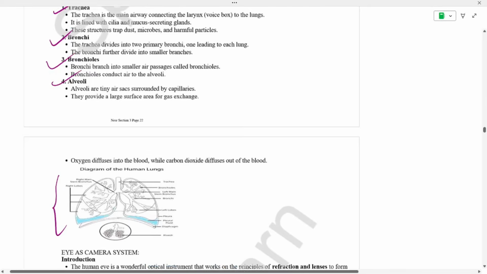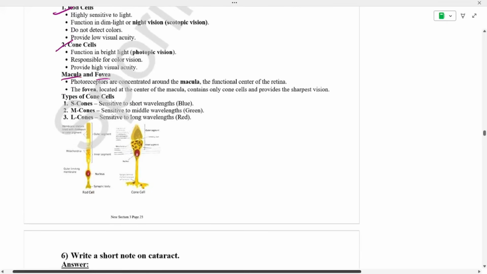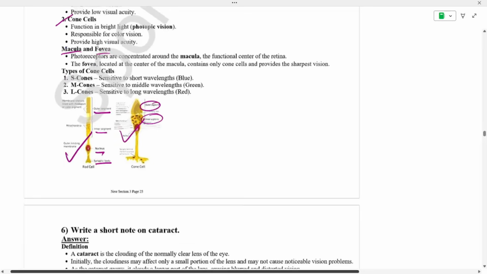Next is eye as a camera system. Okay, see, this has a diaphragm, lens, image sensor and signal processing. Photoreceptors in the retina, if you see, have rod cells, cone cells and macula and fovea, that is used here. And you can see here outer segment, inner segment, nucleus, synaptic body, and here it is outer segment and inner segment. This is the rod cell and this is the cone cell. Okay, you can see this.